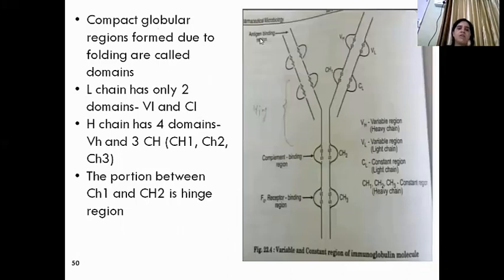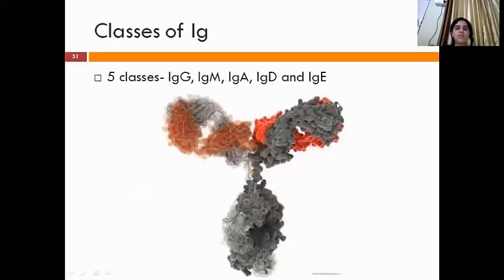Now this immunoglobulin has compact globular regions which are called domains. Here you can see compact globular regions. The light chains, that is the outer chains, have only two domains, VL and CL. And the inner chains, or the heavy chains, have four domains: VH, CH1, CH2 and CH3. Between CH1 and CH2 there is a hinge joint. So this is the 3D structure of Ig.